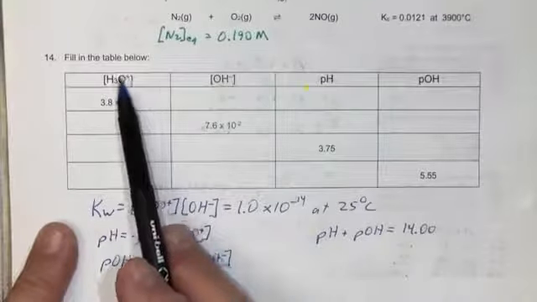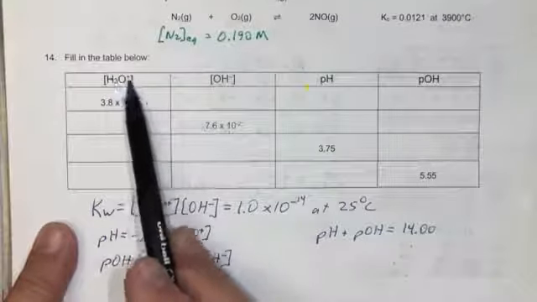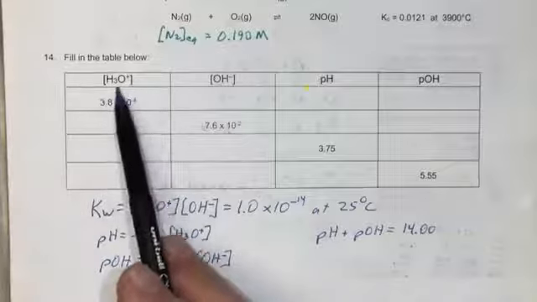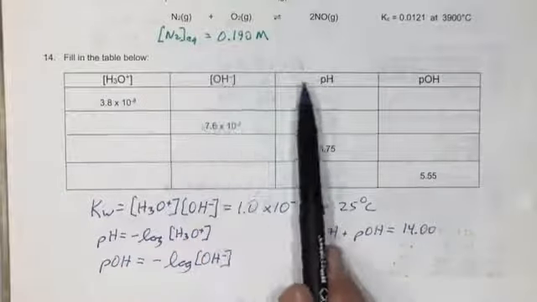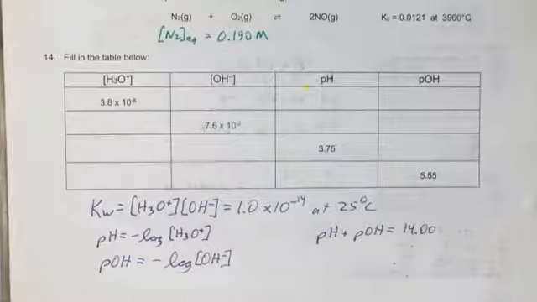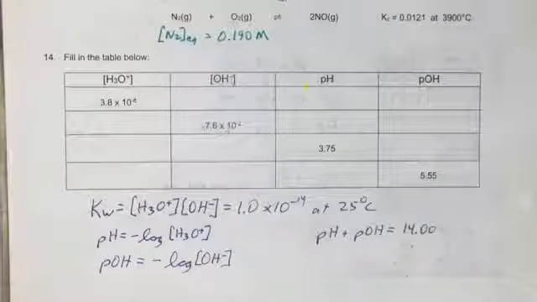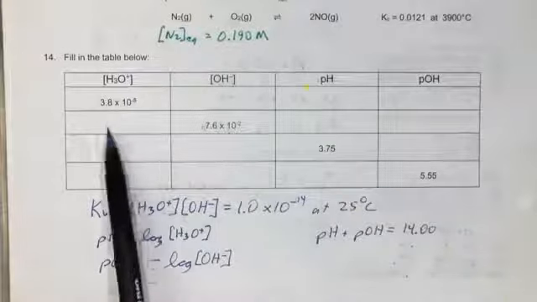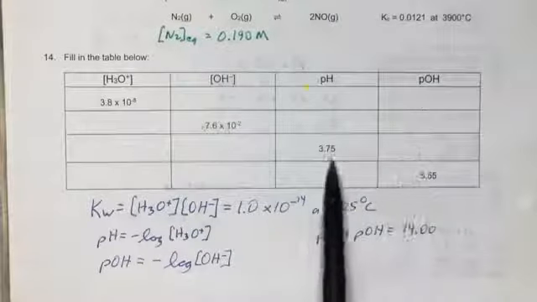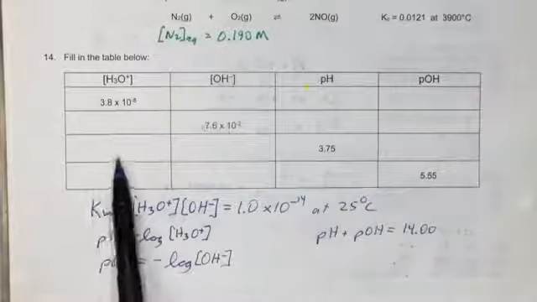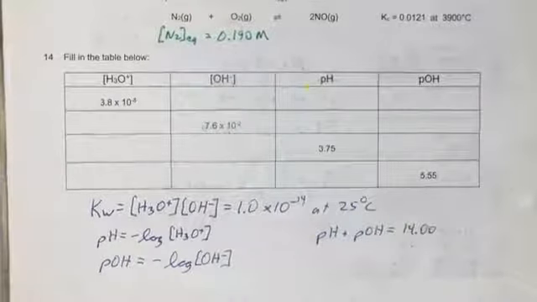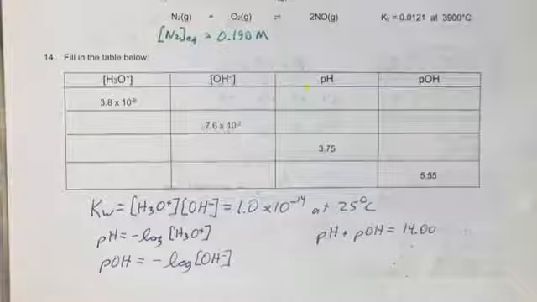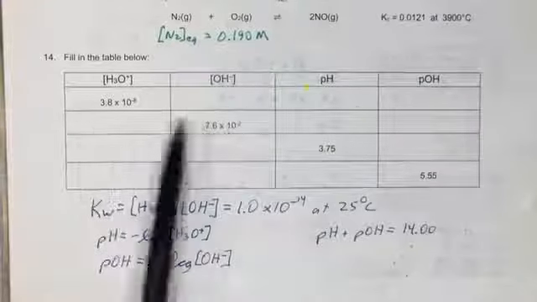So here's what you need to know. If you know any one of these values, the concentration, remember the square brackets stand for concentration in moles per liter. If you know the concentration of hydronium, then you can determine the concentration of hydroxide, the pH, and the pOH. Okay, so if you know hydroxide, you can calculate hydronium, pH, and pOH. If you know pH, you can calculate hydronium, hydroxide, and pOH. If you know pOH, you can calculate any of the other three. So you need to be able to do that. So let's start with the first row.